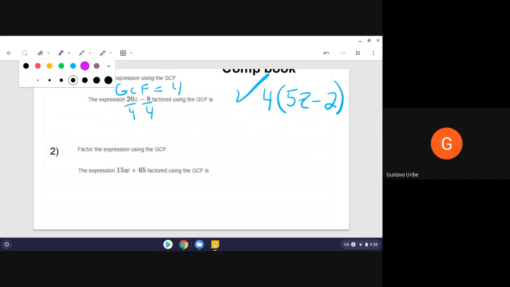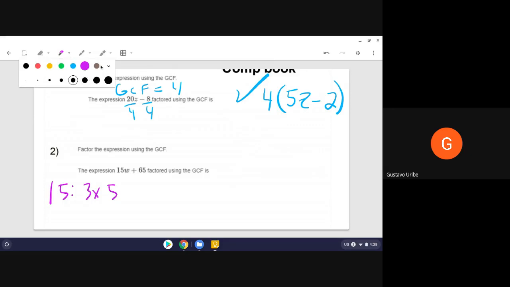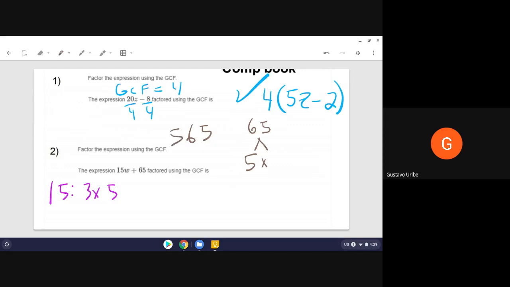So let's start with a simpler one, which is 15. 3 and 5. So that's done, right? We already have it prime. And now I'm going to try to do the same thing, but this time for 65. Well, I know that it ends with a 5, so I can do 5 by, let's say that I didn't know what this was off the top of my head, so let's divide this by 5.